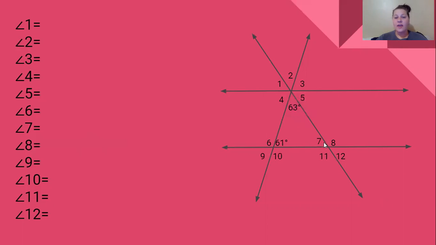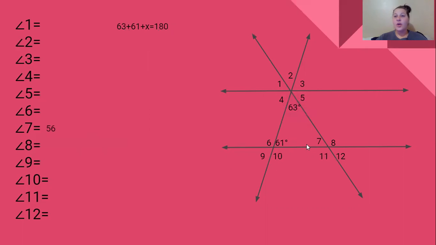So we're going to begin with angle number 7. We have a triangle right here in the middle, and we know the sum of all three angles in a triangle is equal to 180 degrees. So we have two of our angles already. What we need to do is put that into an equation: 63 degrees plus 61 degrees plus x, which is angle 7, equal to 180. When we add these two together and subtract them from 180, after we do that math, what we get is 56 degrees.